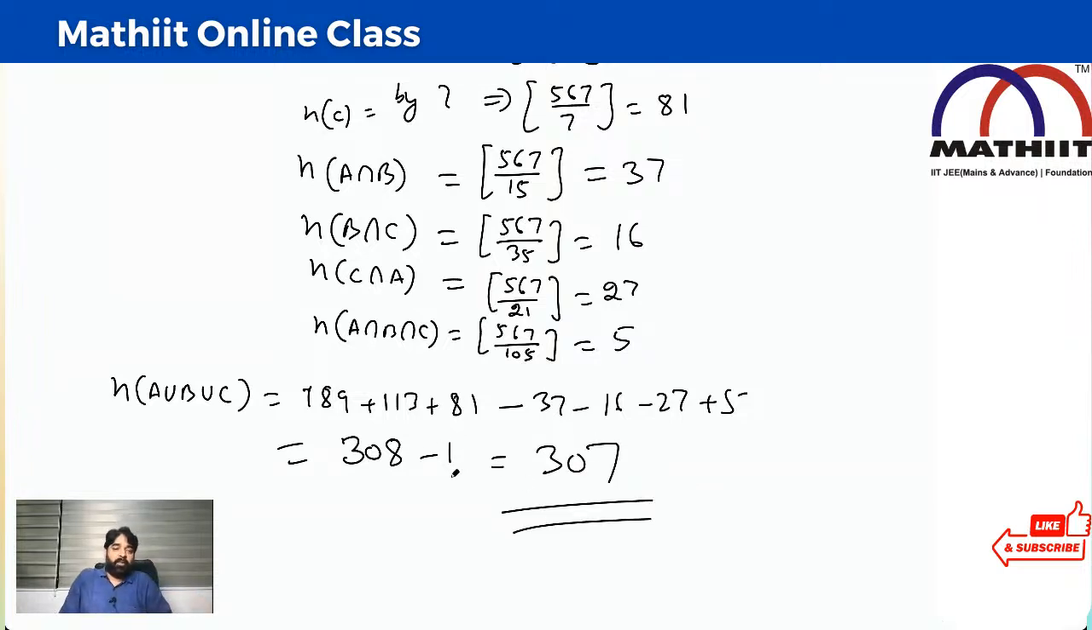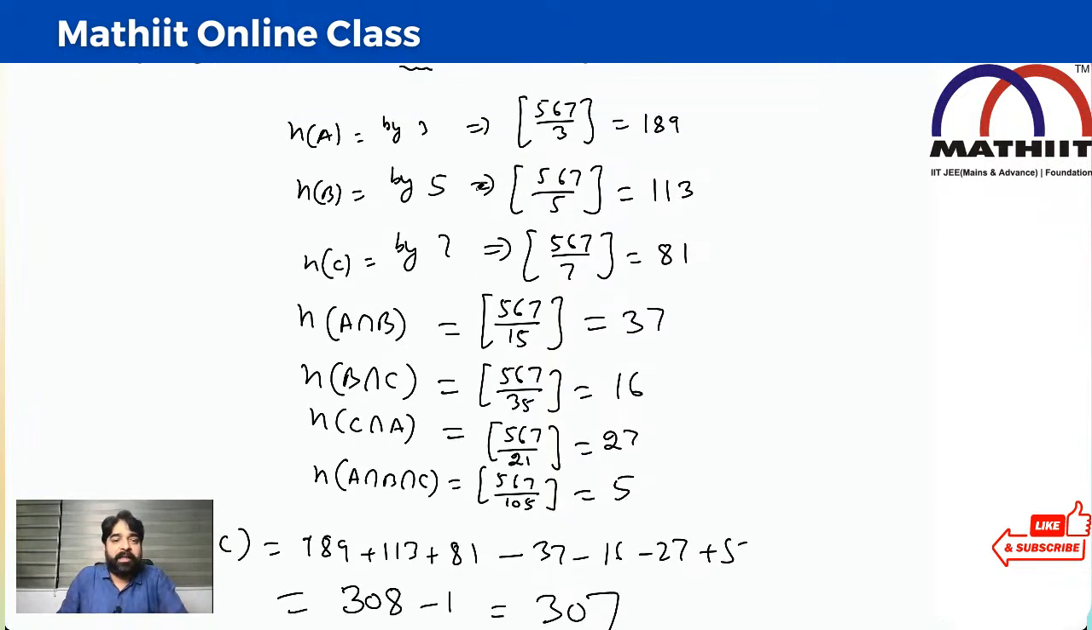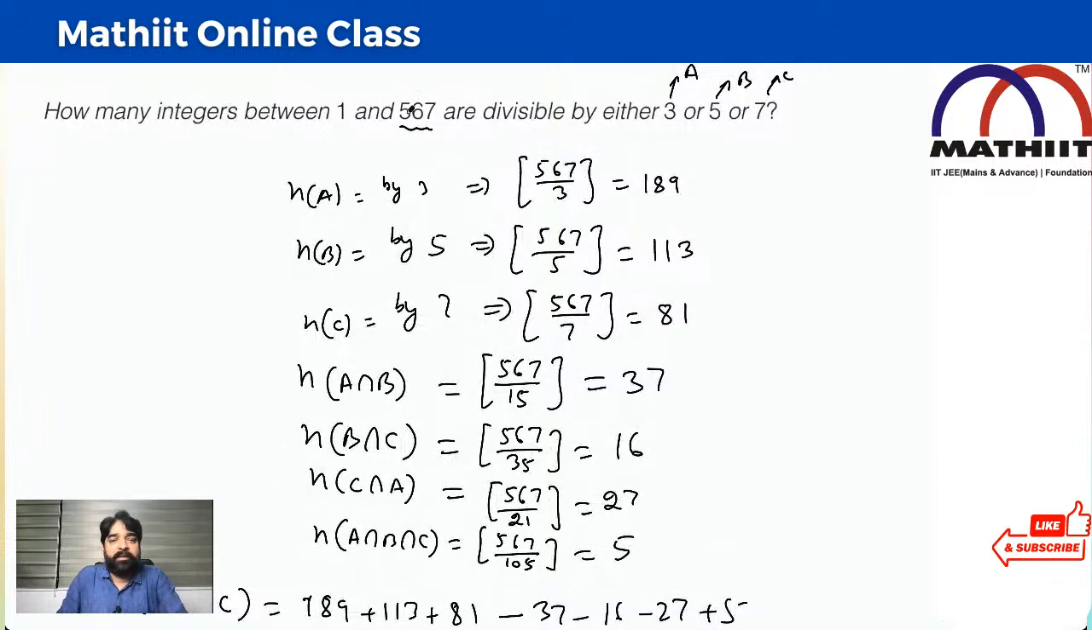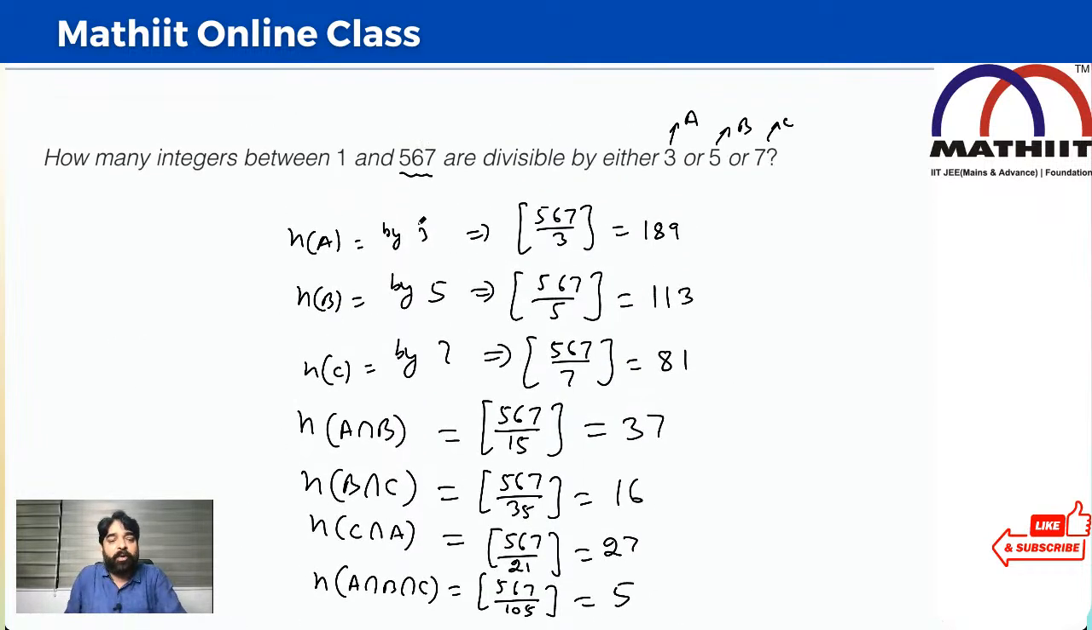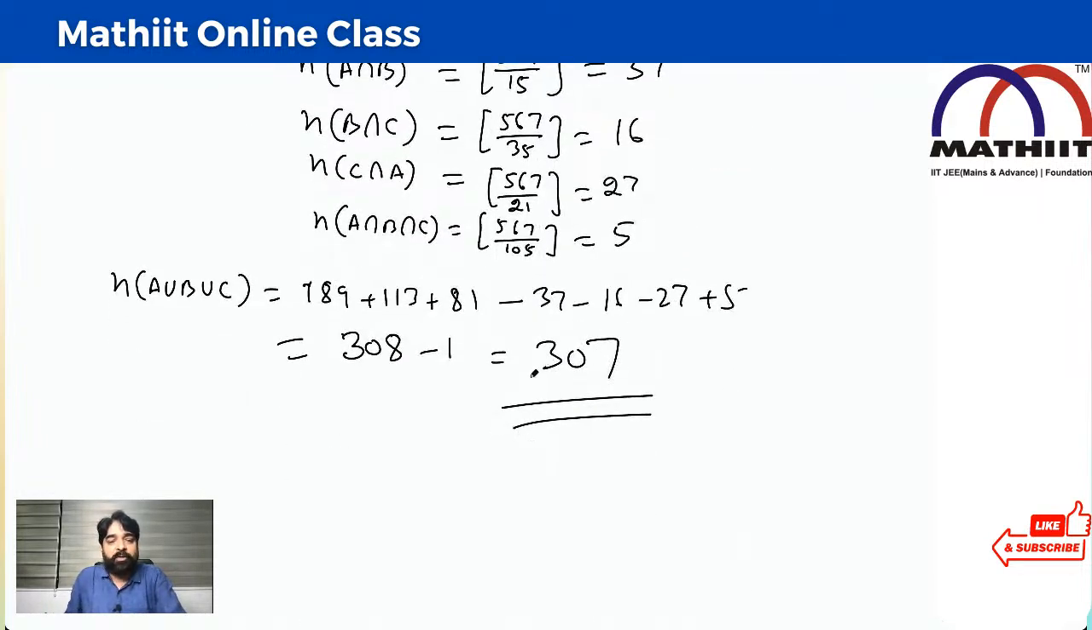Have you understood why I did minus 1? Because in A, 567 is included. 567 is divisible by 3: 5 plus 6 is 11, 11 plus 7 is 18, the sum of digits is 18, so it is divisible by 3. So it is included inside this answer. But they say between, and between means it should not be included. So I removed that one, and I wrote 307 separately.